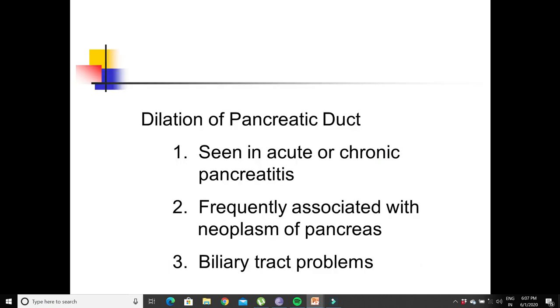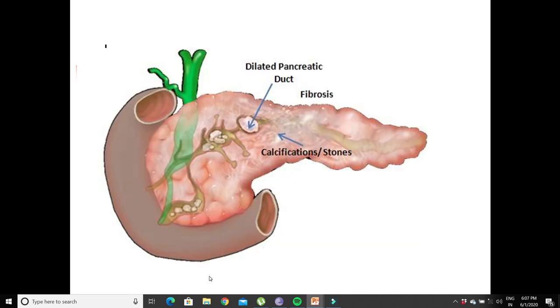Yes, it can result in dilatation of the pancreatic duct. It can be seen both in acute as well as chronic pancreatitis, and sometimes neoplasm. In fact, neoplasm is a common cause associated with the dilatation of the pancreatic duct, or there can be some problems related to the biliary tract. See, this is the dilated pancreatic duct, and here are the calcifications or the stone formation. So it can result in blockage and dilatation of the pancreatic duct.